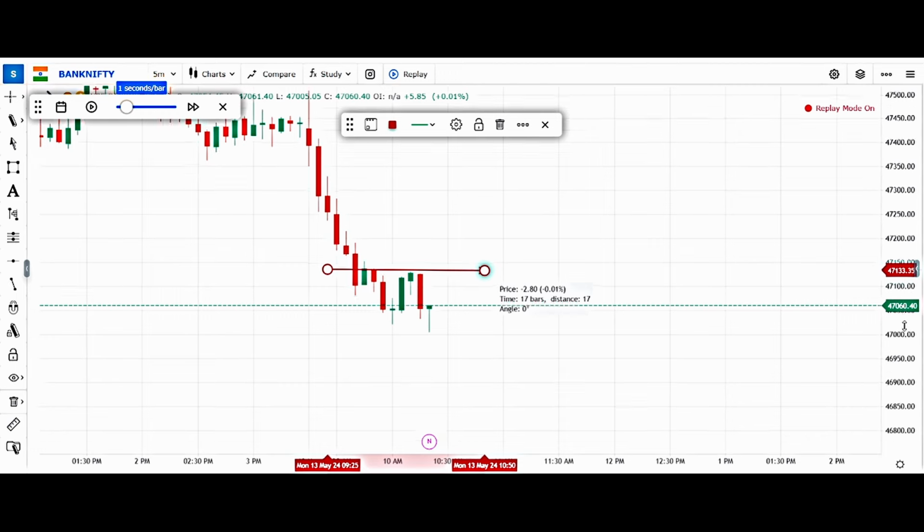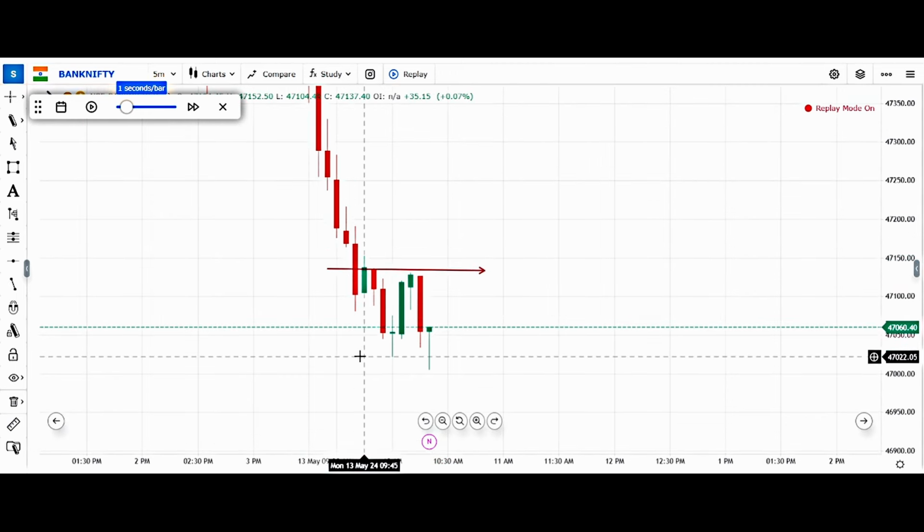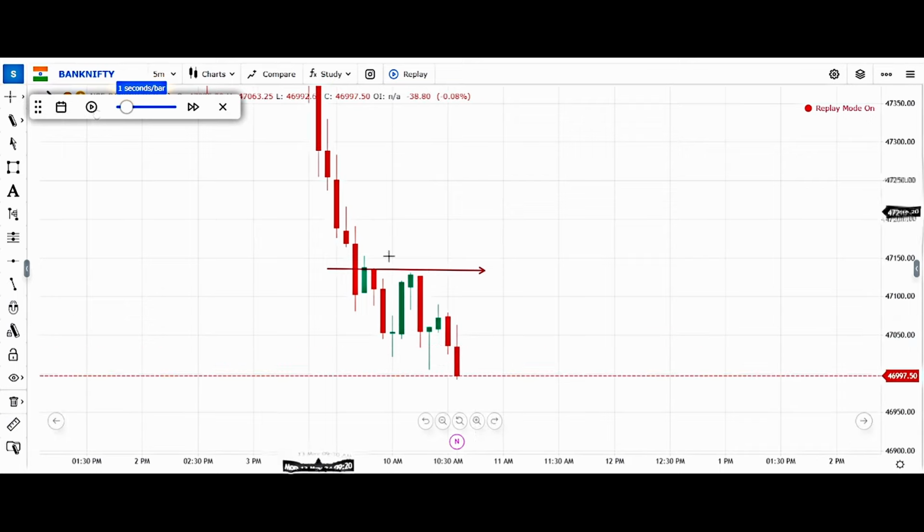Did it close? Did it close above this point? No, it did not. Did it close below this point? No, it did not. That means buyers are trying to hold. Will they be able to hold? Let's see. Okay, they could not.